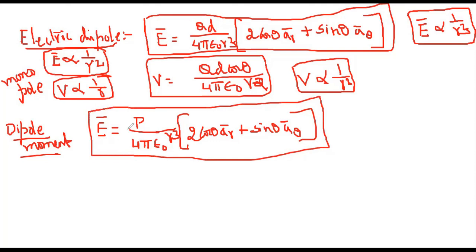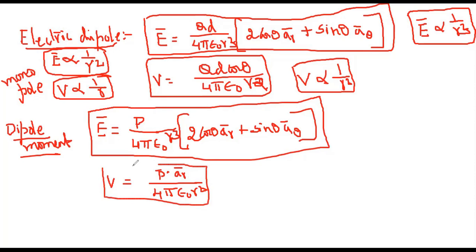The dipole moment, substituting of QD is equal to the P. P is nothing but dipole moment. Similarly, for the V, the potential dipole moment for the potential, the QD cos theta is a P bar dot AR, P bar dot AR bar whole divided by the 4 pi epsilon naught R square. This is volts per meter and these are volts.